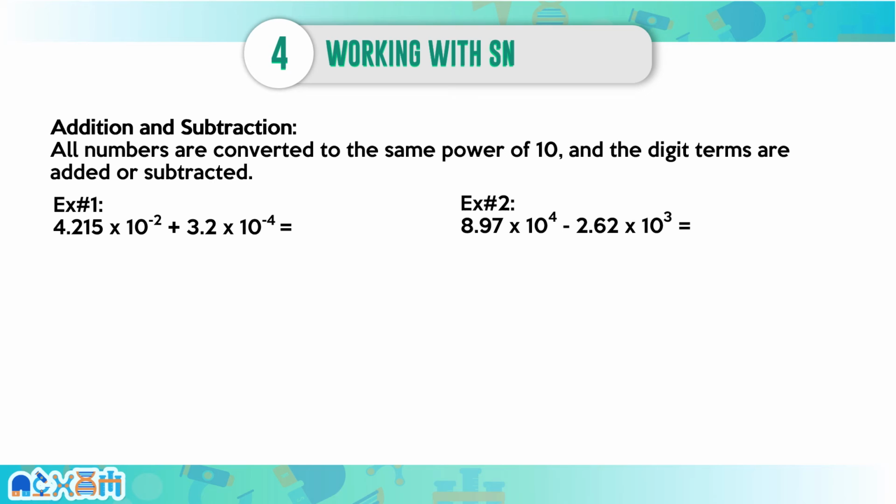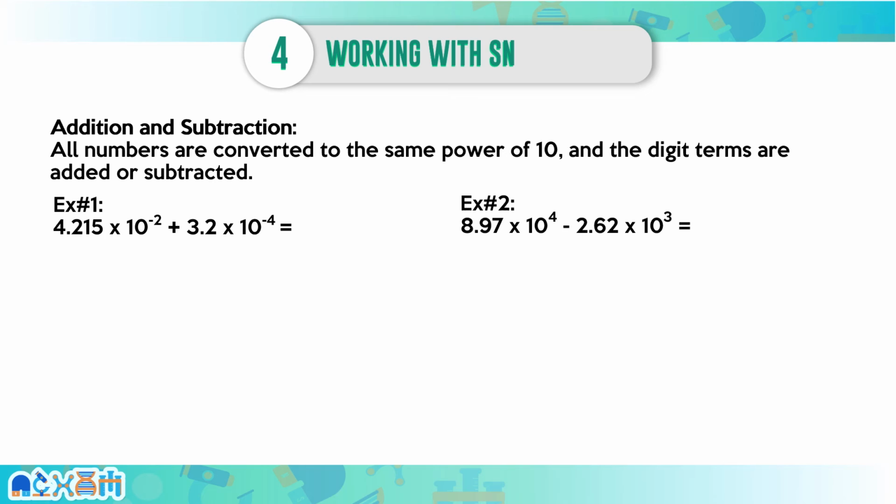So now we are going to try to work with scientifically notated numbers. We have two different processes. First, we'll start with what do we do when we are adding and subtracting variables. First is that all numbers are converted to the same power of 10, and the digit terms are added or subtracted. Sir, what power of 10?